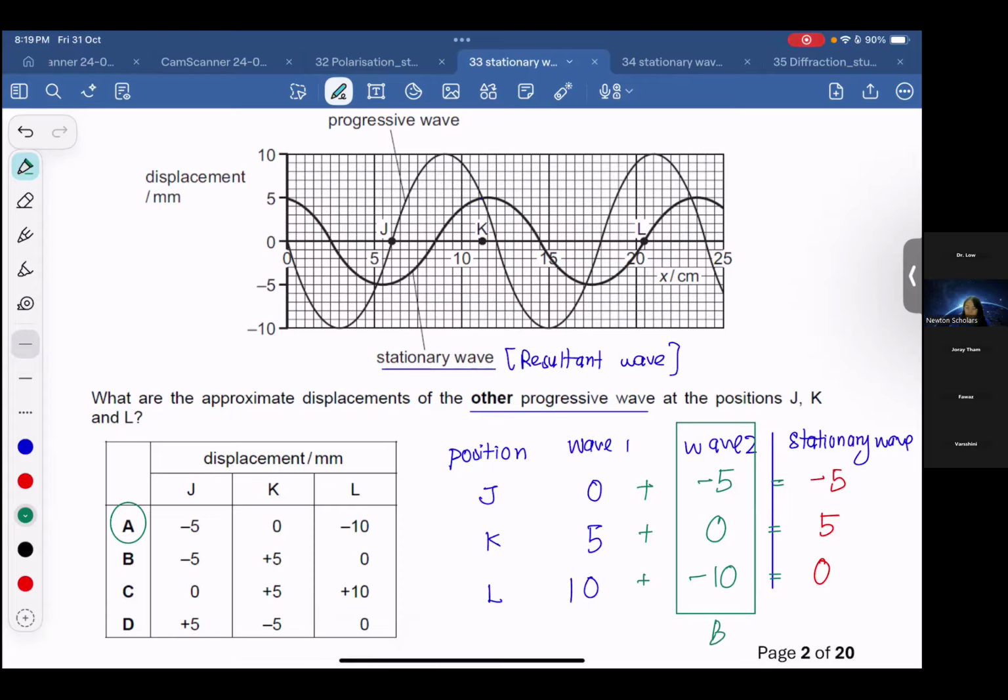Okay, boys and girls, any question? Oh, A. Where did I write B? It's A. So, Manjo, can you identify the problem?